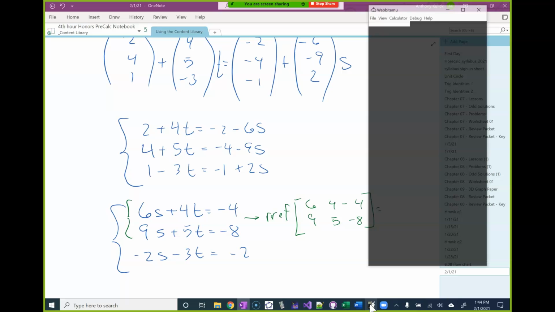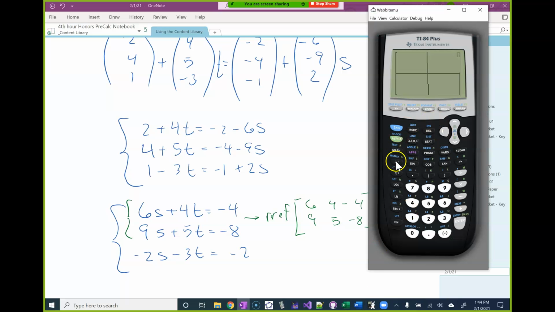So we start by opening up the matrix menu on our calculator. Then we'll go over to the Edit tab. We'll set our dimension to 2 by 3. And then we'll type in the coefficients from our system exactly as they appear. So here's that matrix, everything all typed in. We'll then exit back out to the home screen.